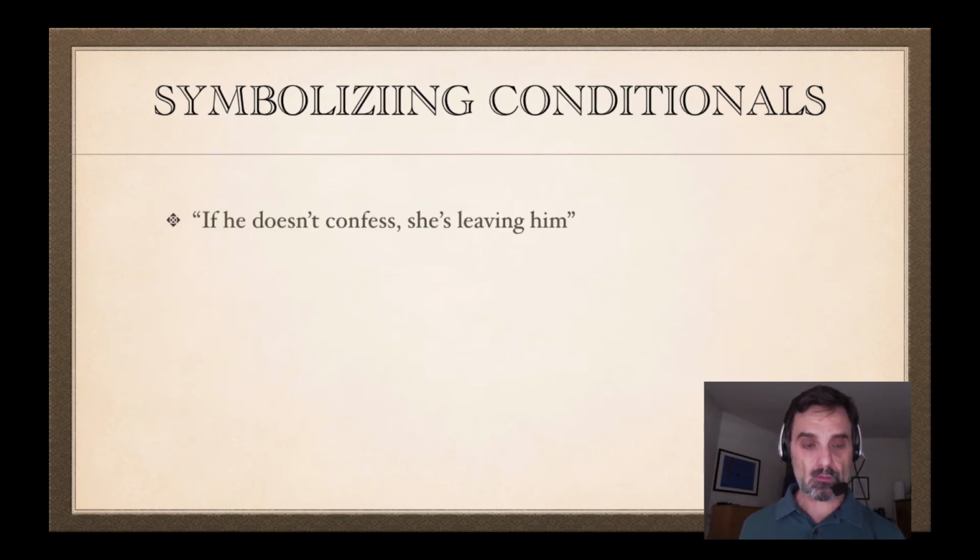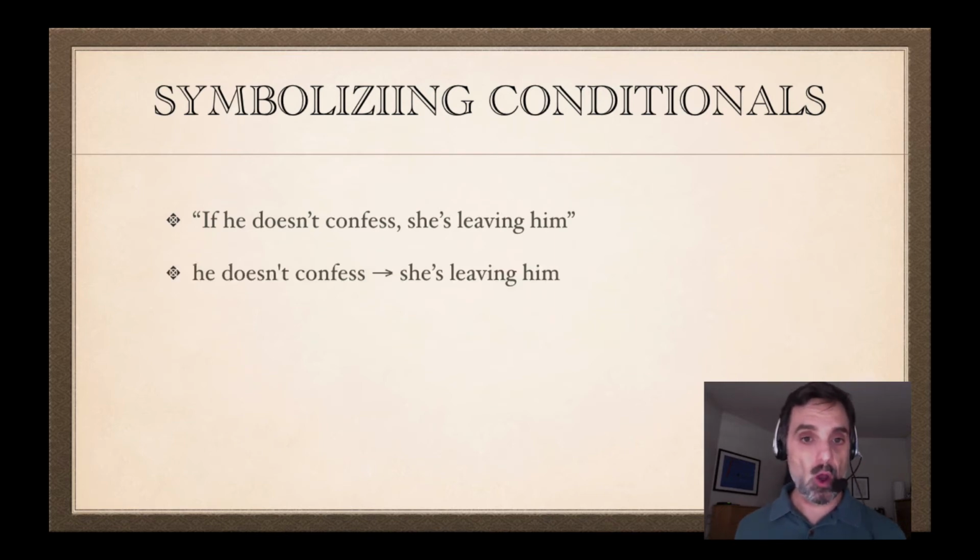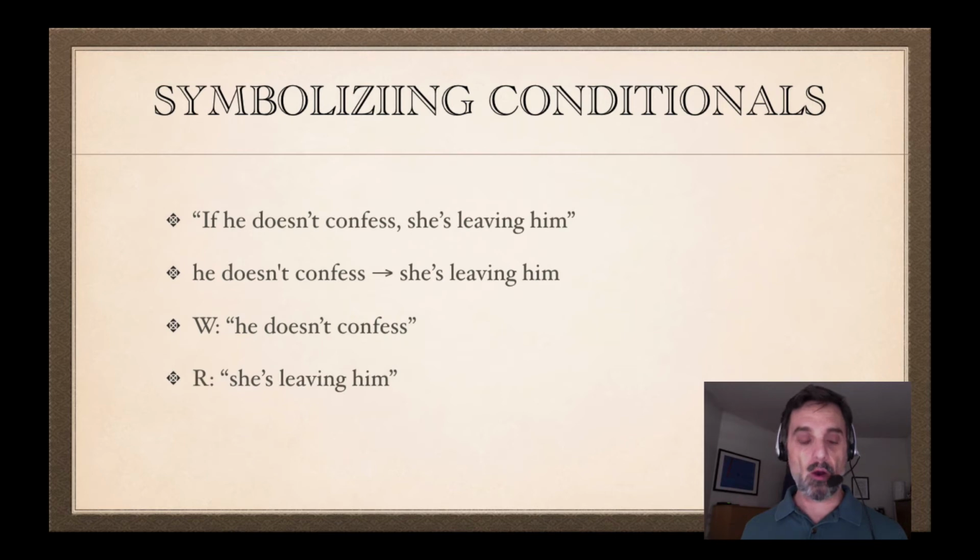So how about if he doesn't confess, she's leaving him? Well, the antecedent is he doesn't confess. The consequent is she's leaving him. The antecedent is he doesn't confess because that's the if part. So we have he doesn't confess, arrow, she's leaving him. We'll say W will stand for he doesn't confess, and R will stand for she's leaving him, and so we'll have W arrow R. And that will be our symbolization of if he doesn't confess, she's leaving him, because the letter that stands for he doesn't confess, which is the antecedent, goes in the antecedent of the new sentence, and R, which stands for she's leaving him, goes in the consequent of the new sentence. Okay? So that's how it works.